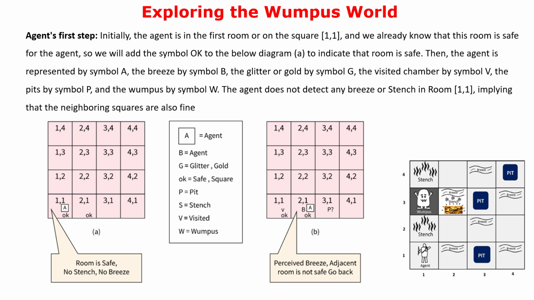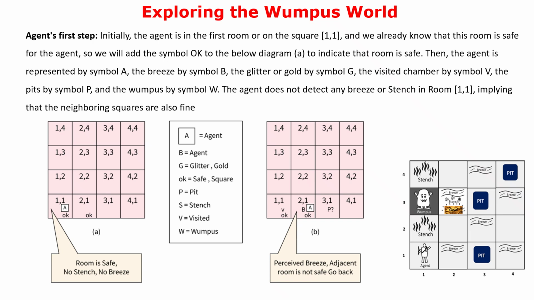Now go to B. In B, we will be having a breeze. So, perceived breeze, adjacent room is not safe, go back. Once we find any breeze, surely there will be a pit. A breeze is the cool smell of a pit. If you fall down into the pit, you cannot climb up and reach the cave entrance, and you will be stuck and die automatically over there.